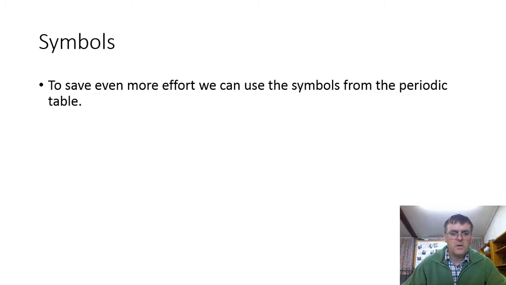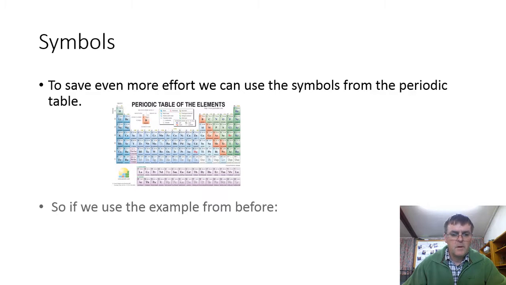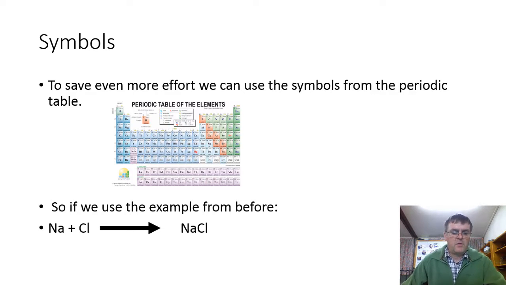We use the symbols from the periodic table, and if we use the same example from before, we'll take sodium plus chlorine. So on our little table here, we've got sodium, and over here we've got chlorine. We'll put those two together and they become sodium chloride. So we've saved ourselves even more writing by using the symbols and the plus and the arrow. So we've got what's called a symbol equation.